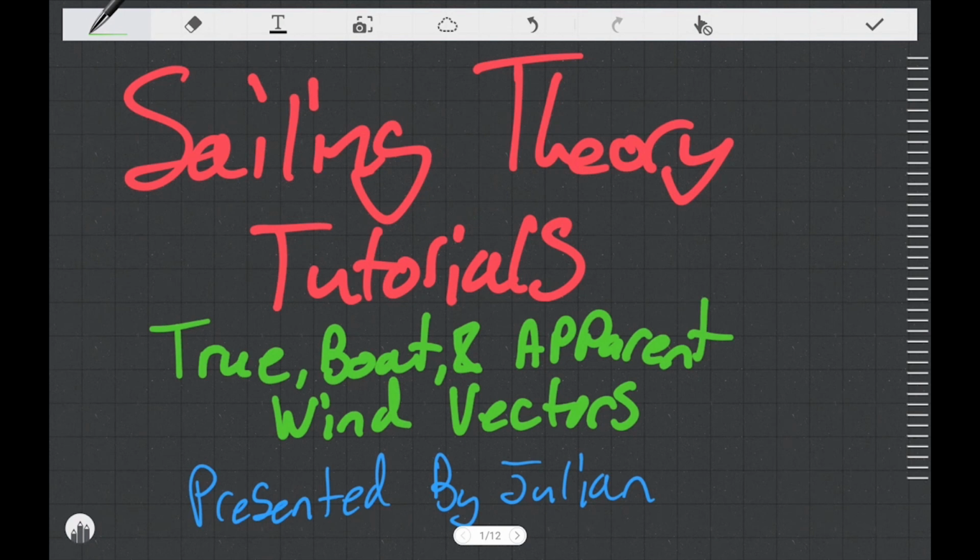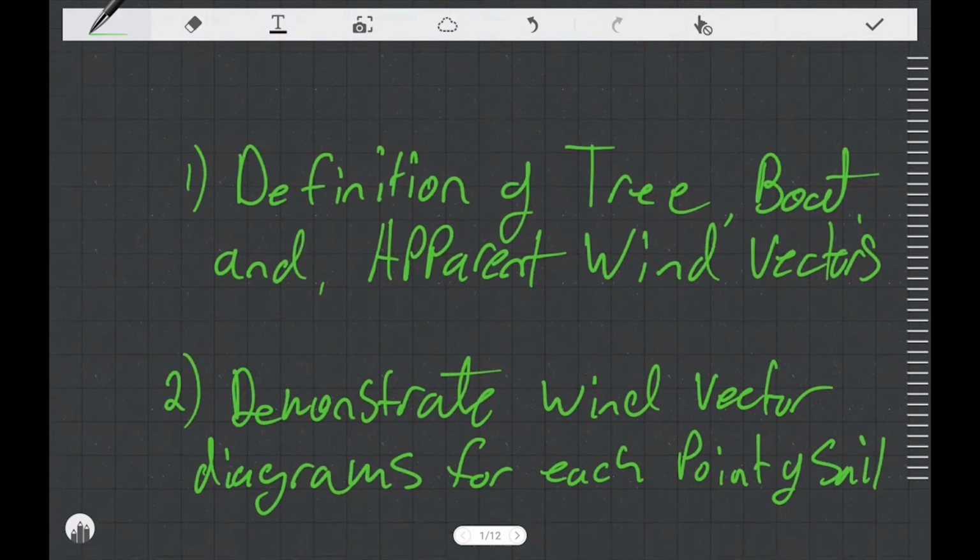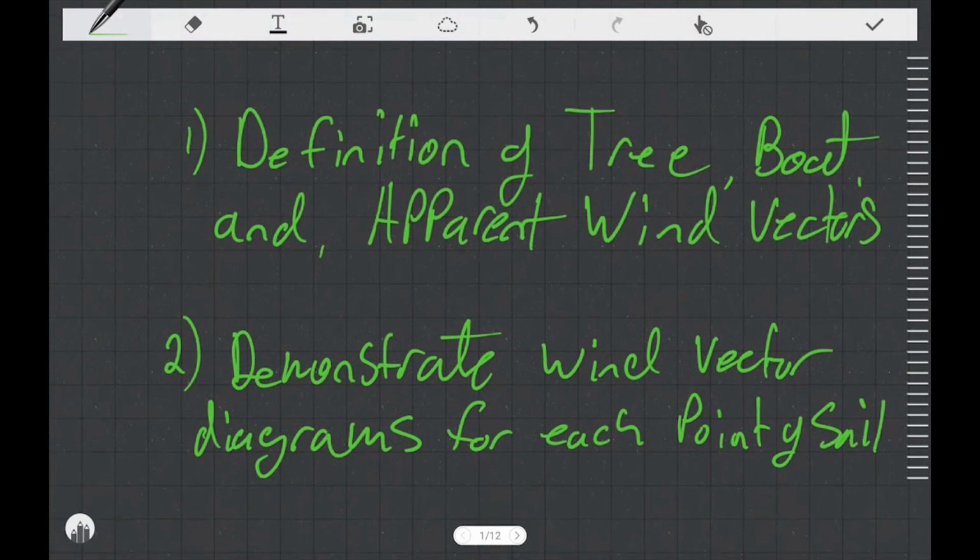My name is Julian, and the topic of this video is true, boat, and apparent wind vectors. In this video, I'm going to present the definition of the true, boat, and apparent wind vectors, and I'm going to demonstrate how to draw wind vector diagrams for each of the main points of sail.